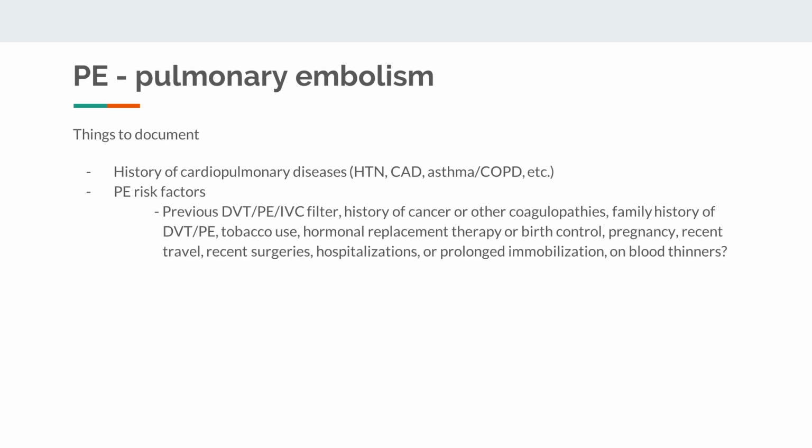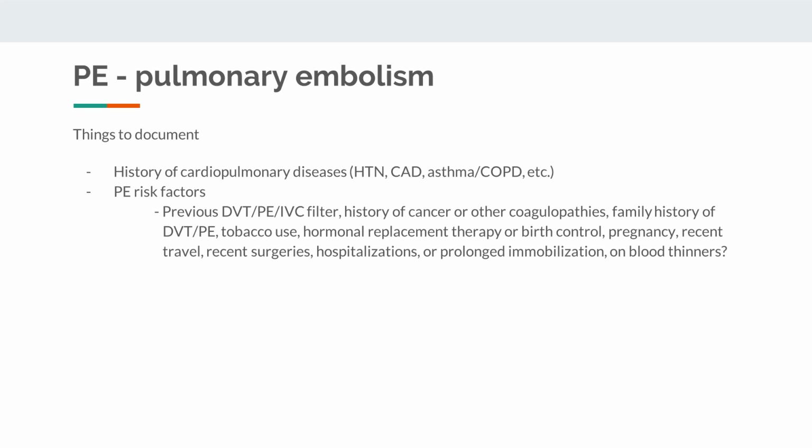You may find that doctors sometimes ask really odd questions when patients come in with chest pain or shortness of breath. Questions like, have you traveled anywhere recently? Have you had any recent surgeries or prolonged hospitalizations? Do you take any birth control or are on any hormone replacement therapy? The reasons doctors ask these questions is because these are all risk factors for developing a pulmonary embolism.